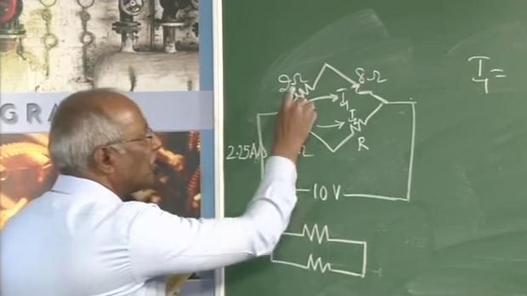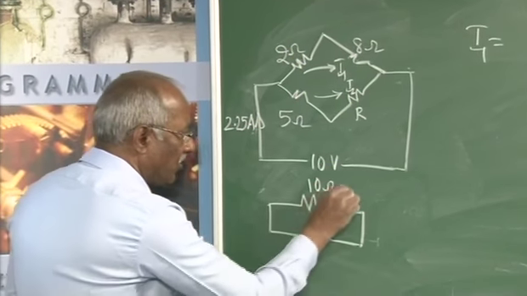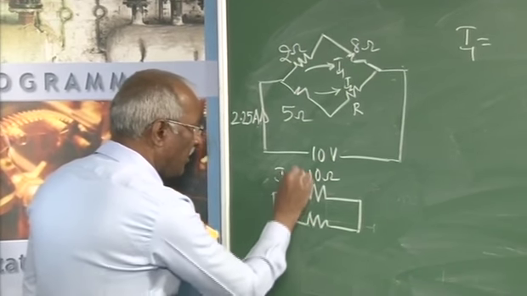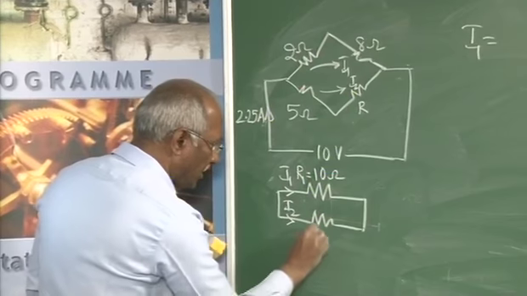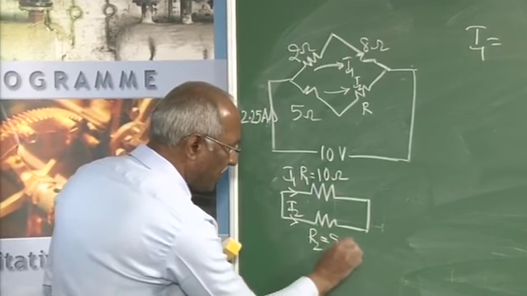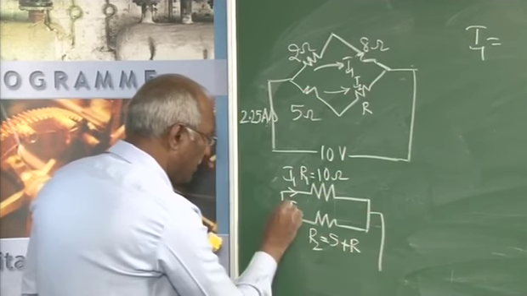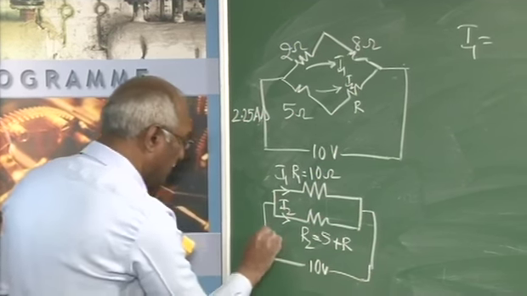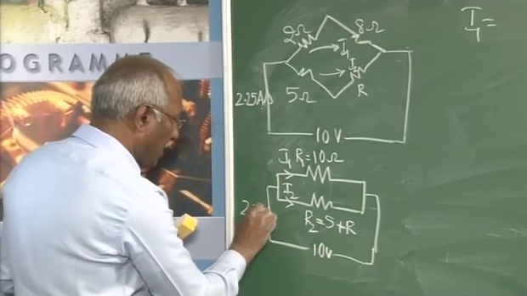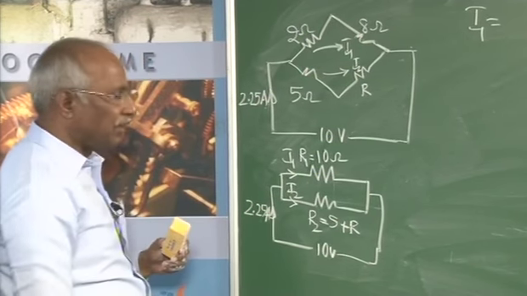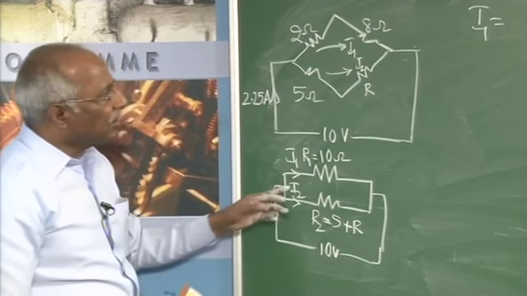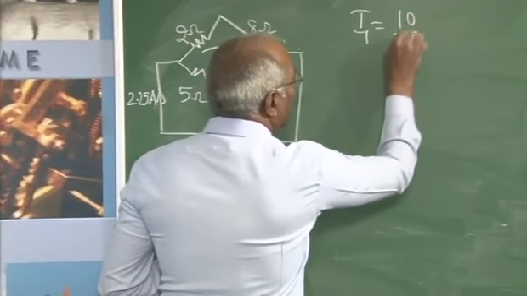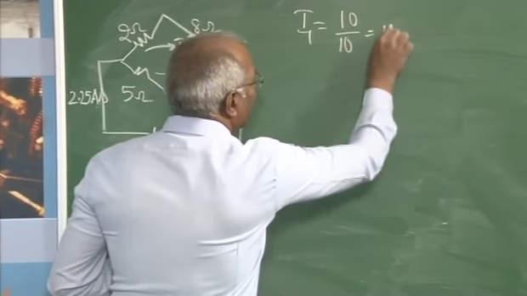2 plus 8 is nothing but 10 ohm. This is current I1, this is current I2. I will call this one R1 and this one R2. This is 5 plus R. And this is the voltage 10 volts and this is 2.25 amperes. So, the value of I1 is 10 divided by 10, that comes to 1 ampere.